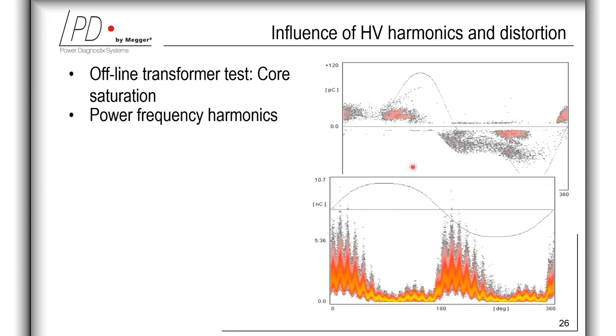And here, the second pattern belongs to a generator in a hydraulic pump storage plant. This pattern is basically showing the typical shape of a service-aged epoxy mica insulation system, and also including the cross-coupling of the neighbor phase. However, the partial discharge pattern here is modulated by the 29th harmonic of the power frequency.